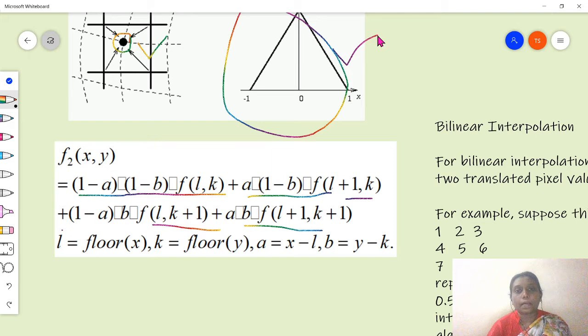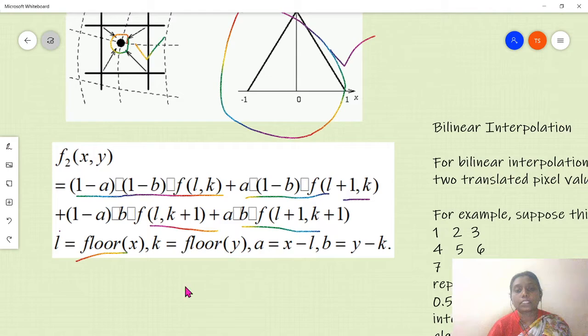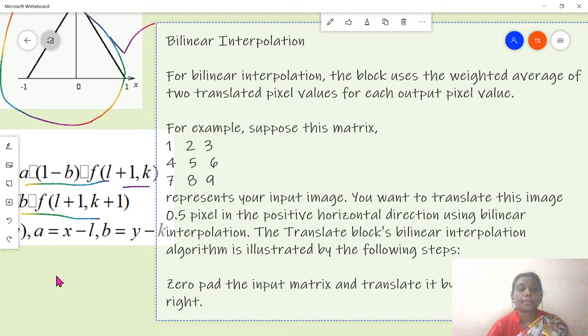And here for the L value, we apply the floor function, and after that we calculate the A value with X minus 1 and the B value with Y minus K. So bilinear means before this we have linear interpolation, and after that we have the bilinear interpolation operation. And I'll show one example. Pay your attention upon the bilinear interpolation example.